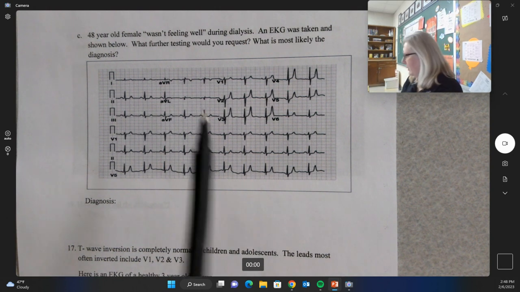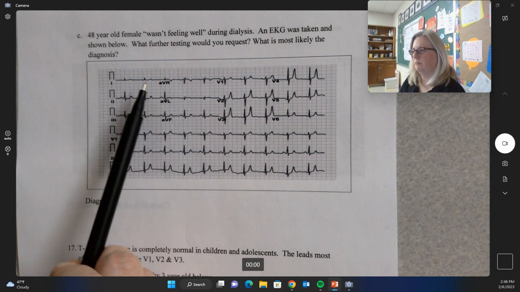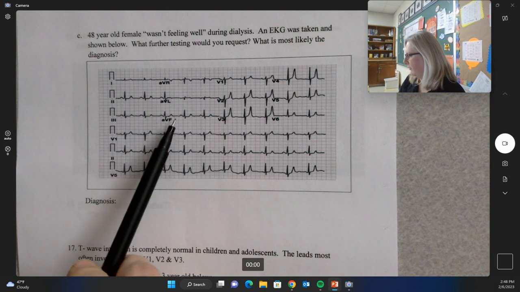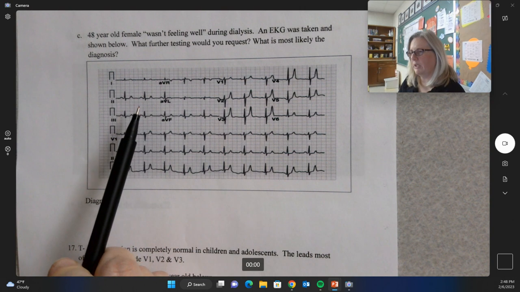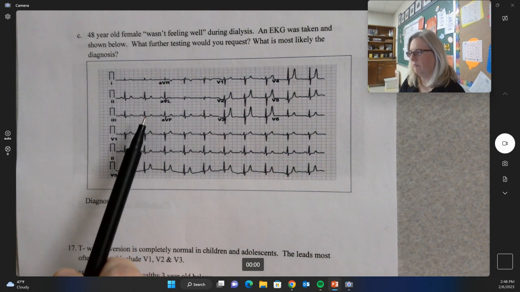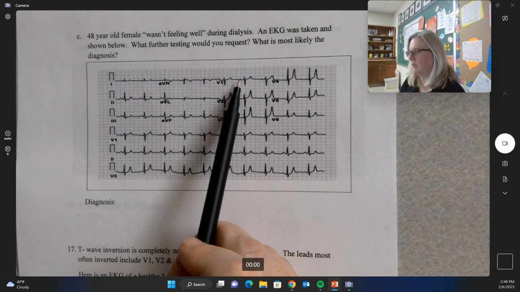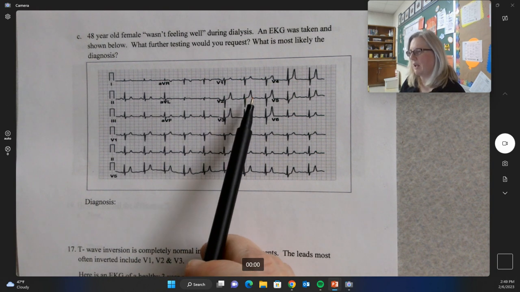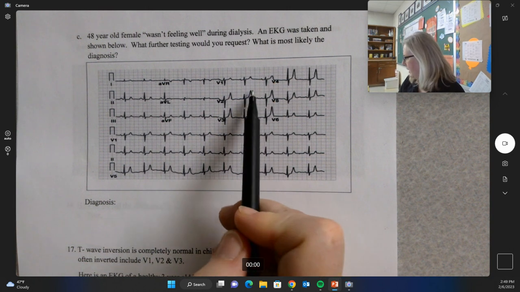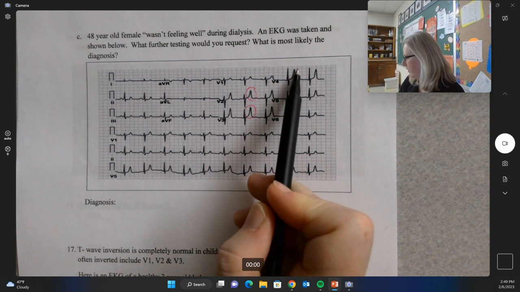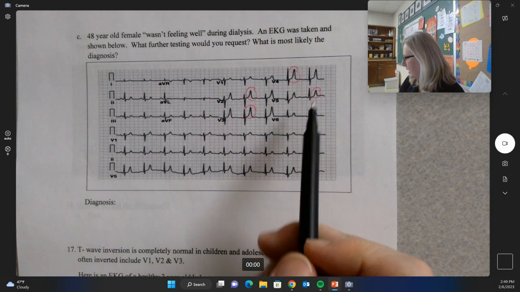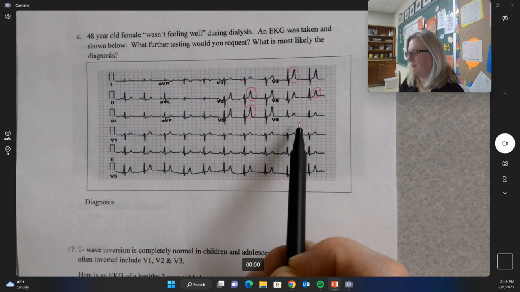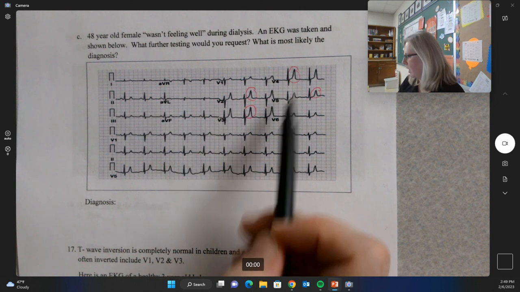When I'm looking here, 1 in AVL, nothing, right? 2, 3 in AVF, I see a regular PQRST. Over here in V1 looks normal. V2, now we're seeing that peak T, aren't we? Peak T again. There. Is this 2 boxes high? Almost 2 boxes high. We could almost count that one, but not in V5, V6. So we have definitely got something going on anteriorly.